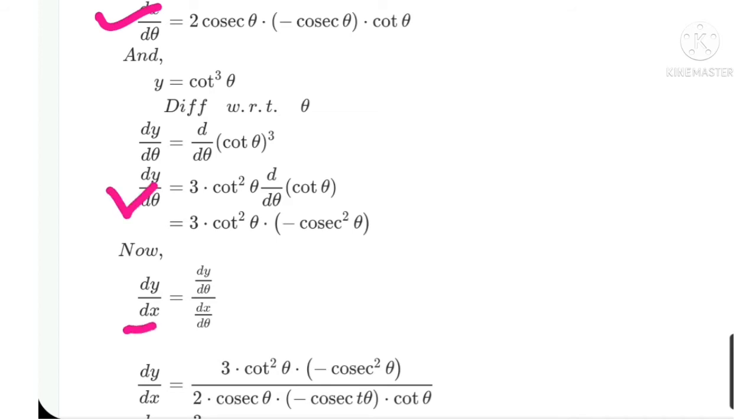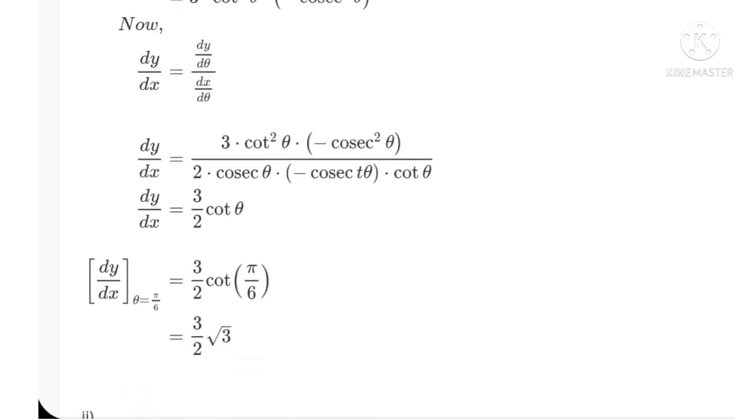Now we have to find dy by dx. dy by dx is equal to dy by d theta upon dx by d theta. Substitute the values of dy by d theta and dx by d theta. So we get, see here, one cosec theta gets cancelled, one cot theta gets cancelled. So what remains? 3 upon 2 cot theta. So we get dy by dx is equal to 3 upon 2 cot theta. This is the answer you get.